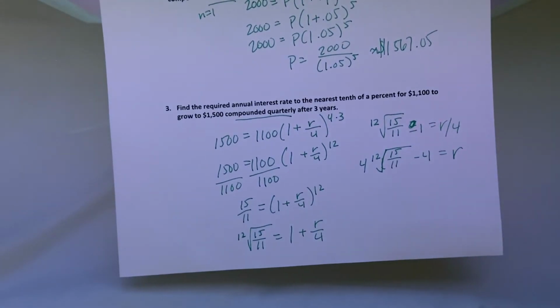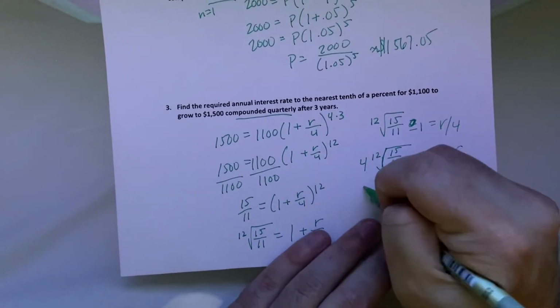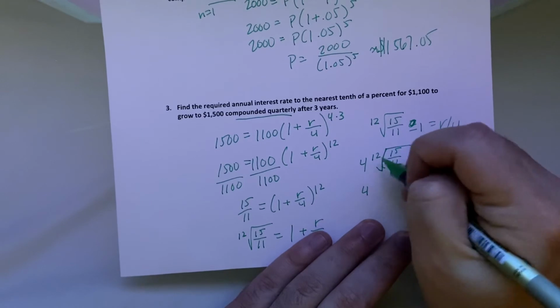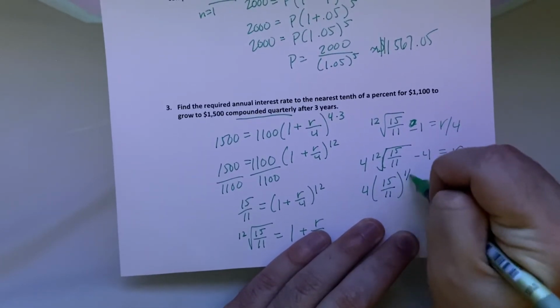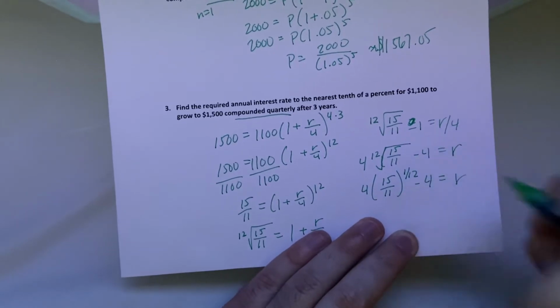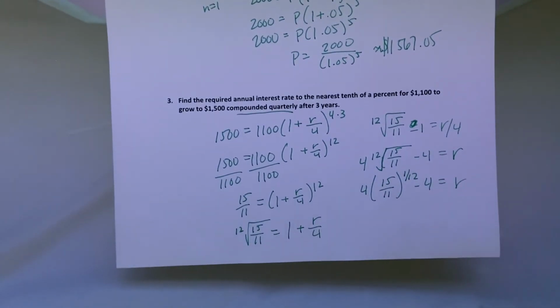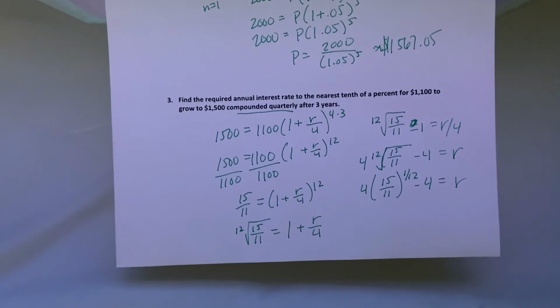And from here, again, you'd have to put it into the calculator. Now, remember that if you're having trouble finding the 12th root, this converts to the 1/12th power if you prefer. So either one of those is fine. So we have 4 times 15/11 to the 1/12th power minus 4. And I see it as 0.1047.